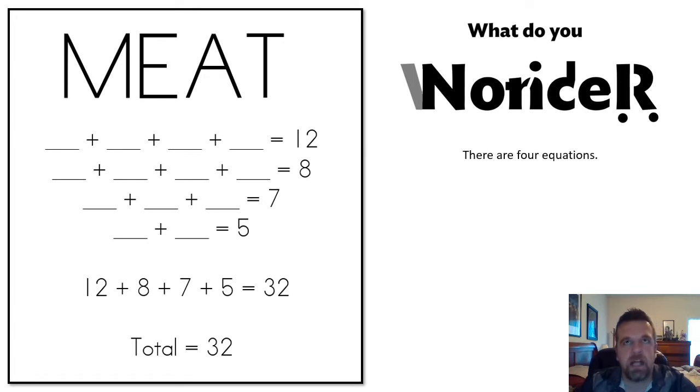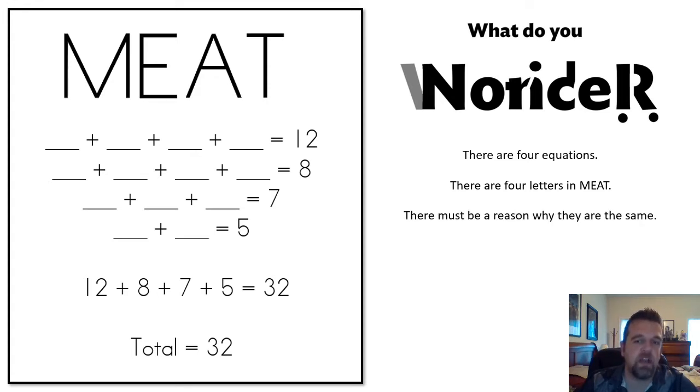Well, there has to be a reason for there being 4 equations. So what else do I notice? What could those equations represent? If I'm looking at the word meat, what could those equations represent? Well, there are 4 letters in the word meat. So there must be a reason why they are the same. If that's true, then that means that first equation would represent the first letter in the word meat, which is an M.